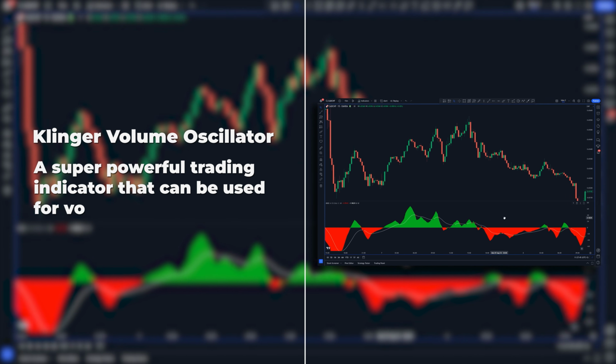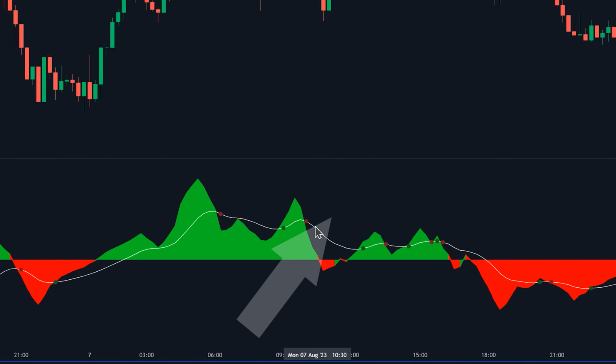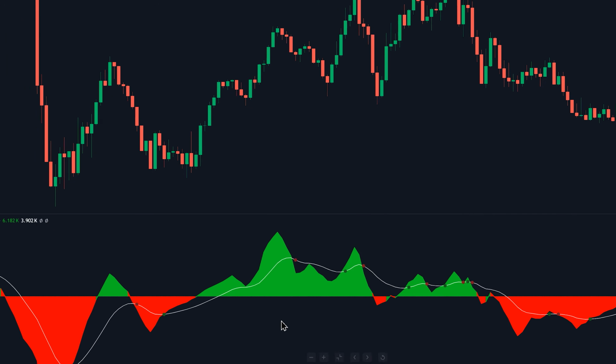Now, the Klinger Volume Oscillator by Everget is a super powerful trading indicator that can be used for volume identification. It's made up of this red-green histogram used to track bullish and bearish volume. And we also have this white signal line used to gauge the strength of the volume in the market. Now, how this indicator works is like this.